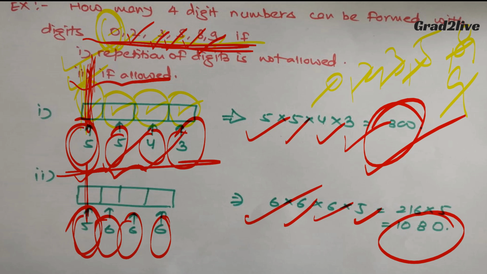That becomes 1080. So see, there's a huge difference, right? If you allow repetition, 1080 4-digit numbers can be formed from these 6 digits. If you don't allow repetition, only 300 numbers can be formed.